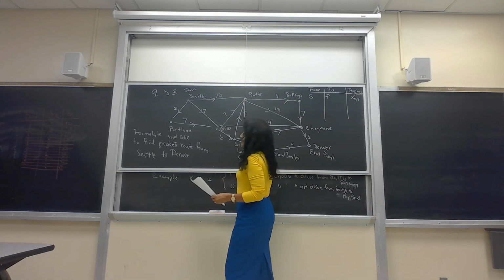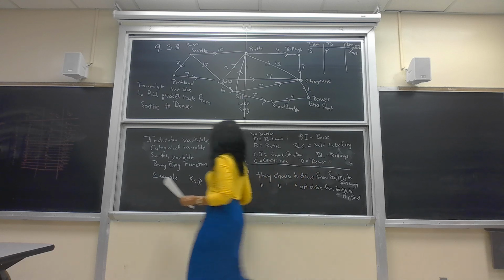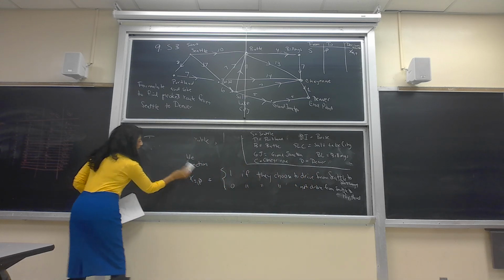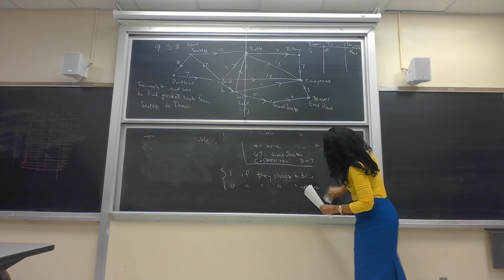You don't have any capacity constraints. You only have, I'm going to leave that up there. Hopefully I won't touch it by accident. You only have flow constraints. So the next step is to get these flow constraints. And how do you get them?